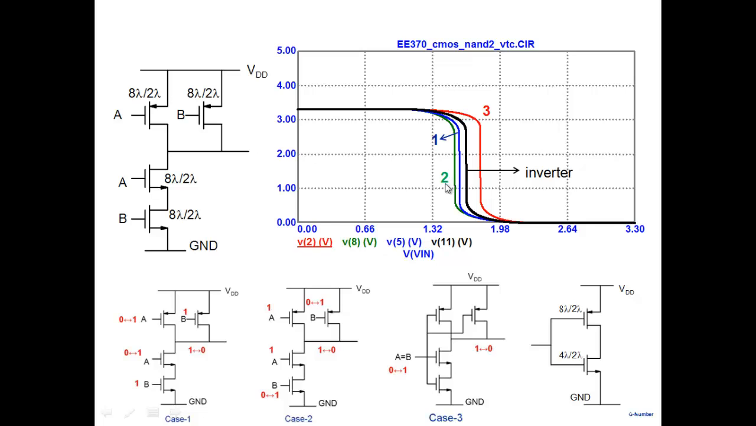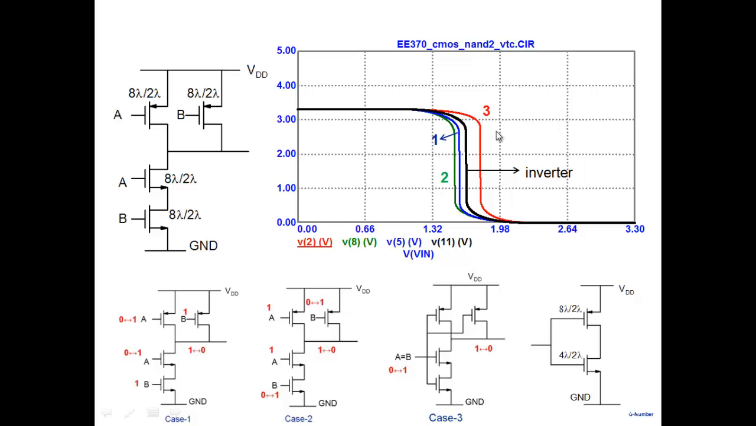So if you note case 3, why is 3 shifted towards the right of my inverter? Compare the inverter with the 2 input NAND gate. So we are looking at case 3. Please keep in mind, why does the VTC shift towards the right?